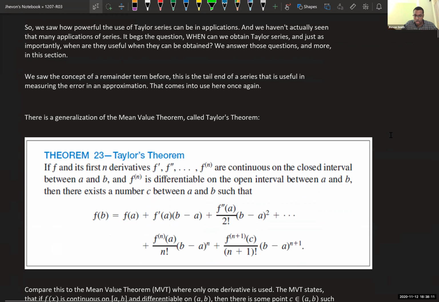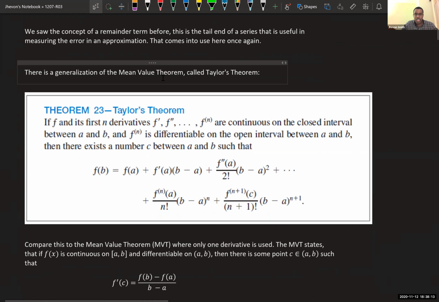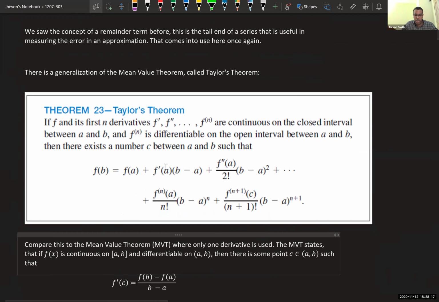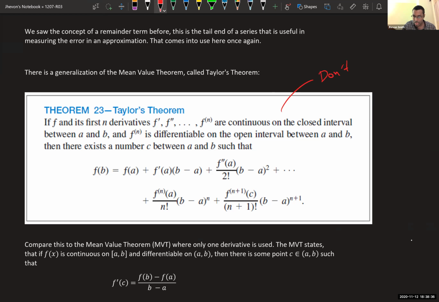So yeah, basically you can generalize the mean value theorem to get something that's called Taylor's theorem. It's basically saying that if all the derivatives exist, then you can create something that's called an nth degree Taylor polynomial like this. And there will be points A and B in an interval such that this is always true. Don't need to know this.